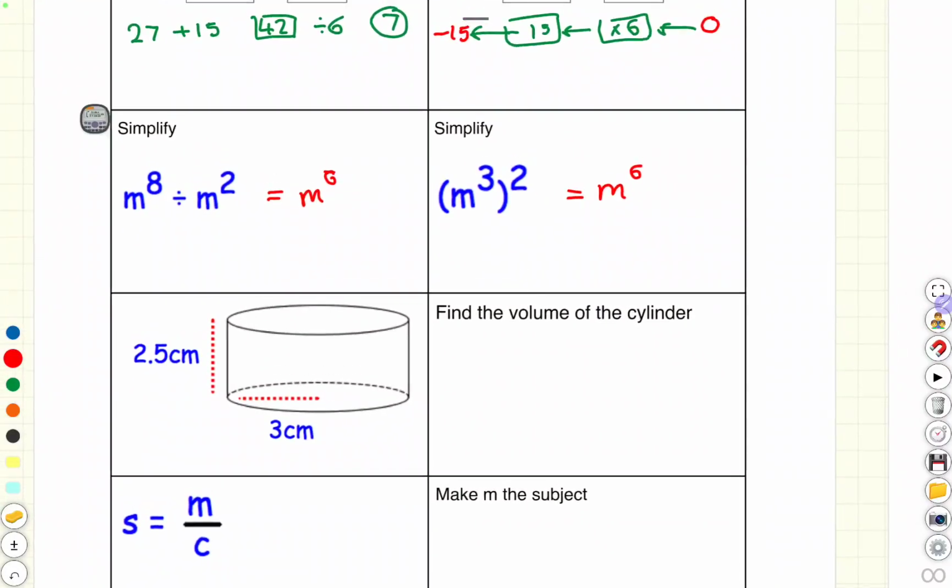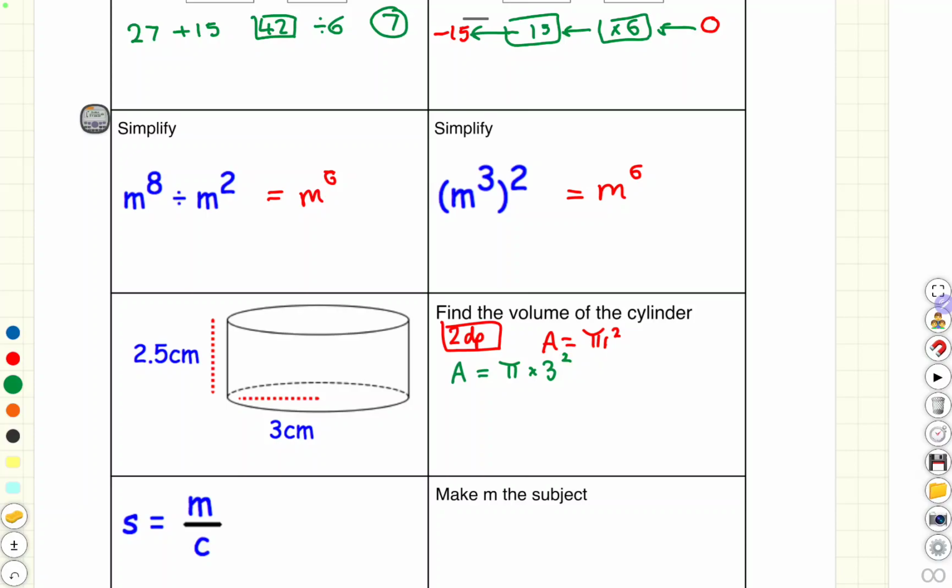Next one, we need to find the volume of this cylinder. Now it does not say in terms of pi, so we're going to use a calculator for this. And I'm going to round it to 2 decimal places. I'm just going to write that before I start. So I'm going to use area equals pi r squared. And I'm going to substitute my numbers in before I use my calculator. So area equals pi times by the radius, which is 3, which is squared.